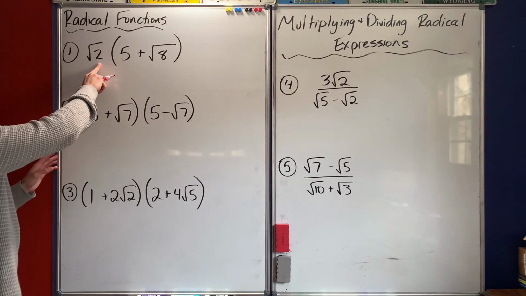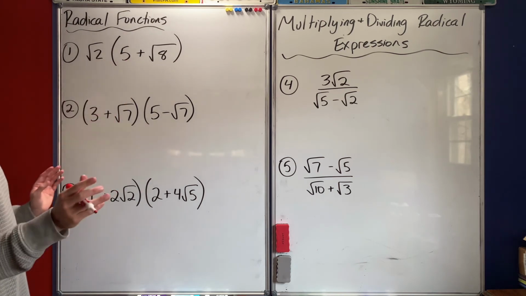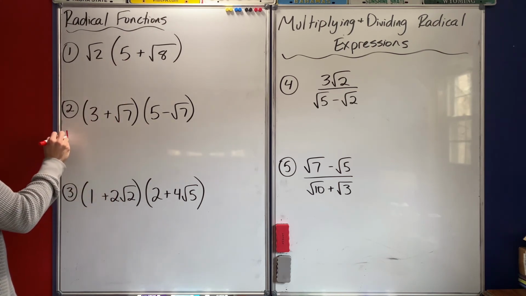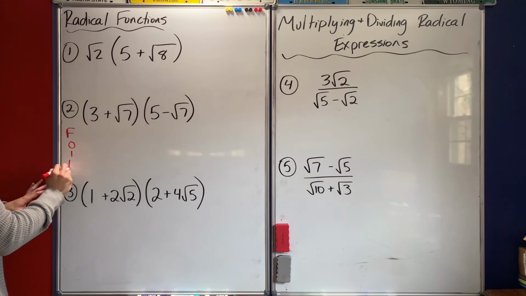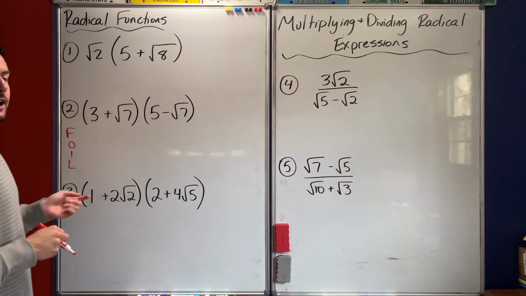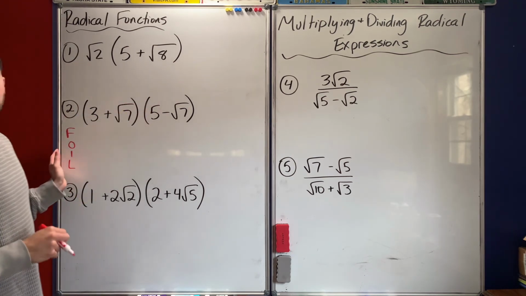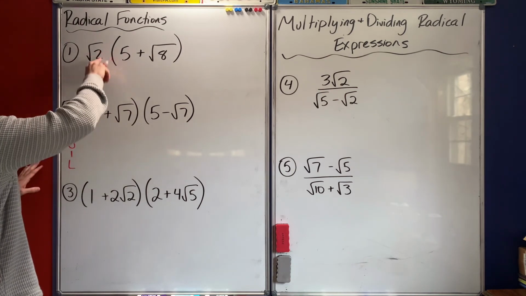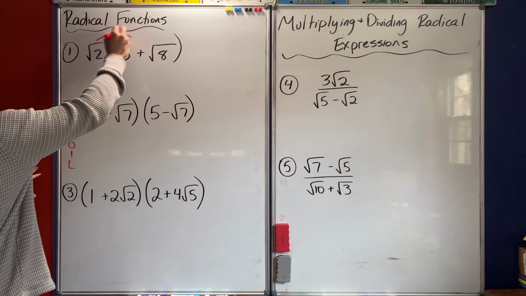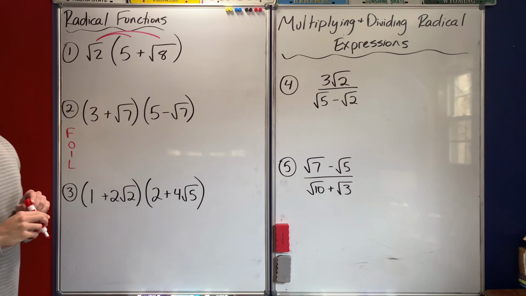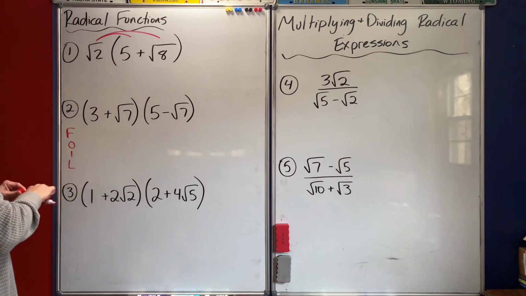So looking at these, again, what we're going to do is just multiply, right? You can see 2 and 3, we're going to have to use FOIL, right? First, outer, inner, last. That strategy to multiply some binomials, right? But we don't have to do that for number 1 because this is just saying the square root of 2 distributed across these two numbers, right?